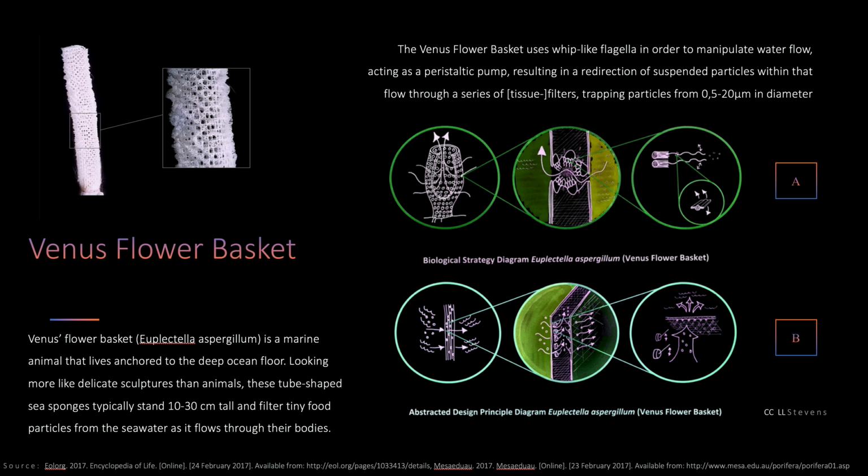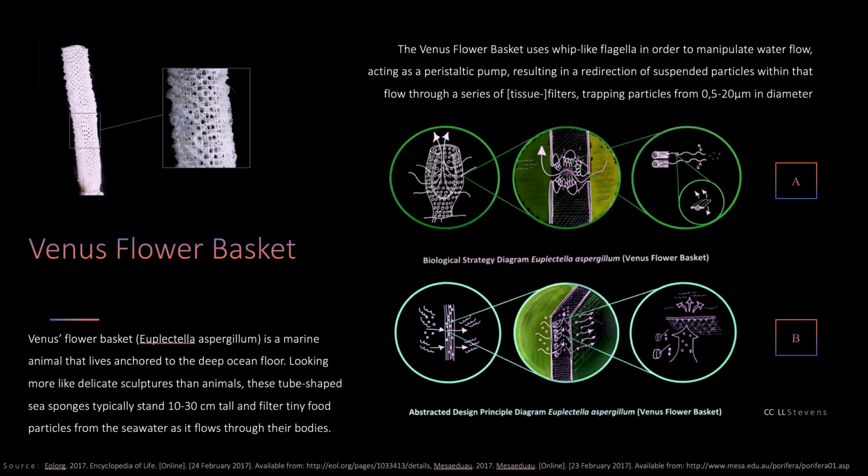I have a couple examples of other organisms that we looked at when we were looking at filtering and at how water flows through systems. And one of the examples we looked at was the Venus flower basket and how the water will flow through using whip-like flagella to manipulate the water flow.